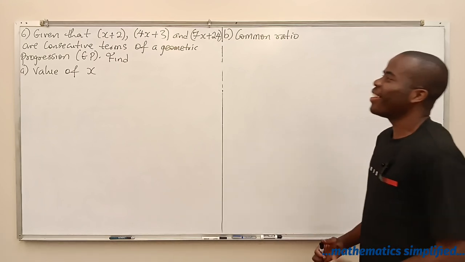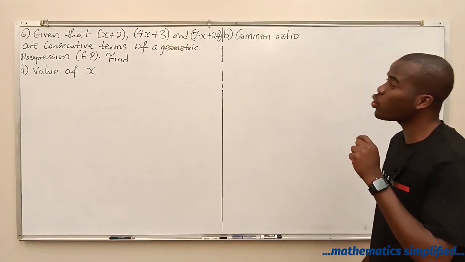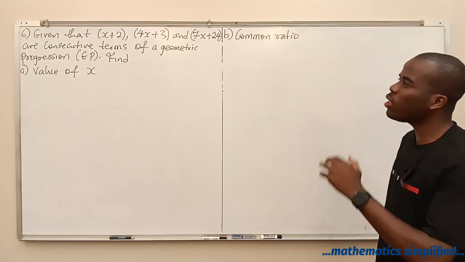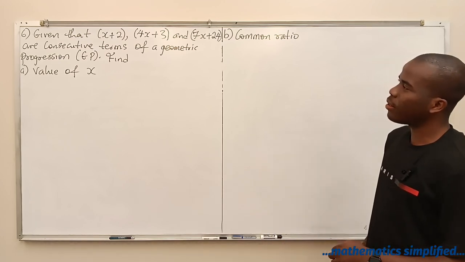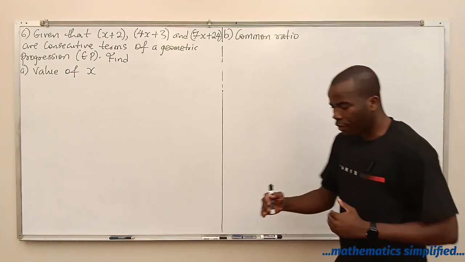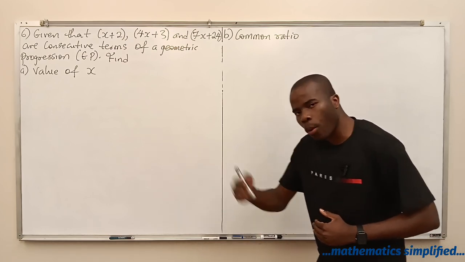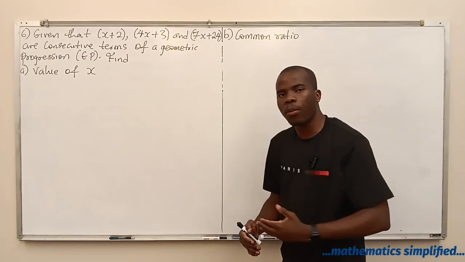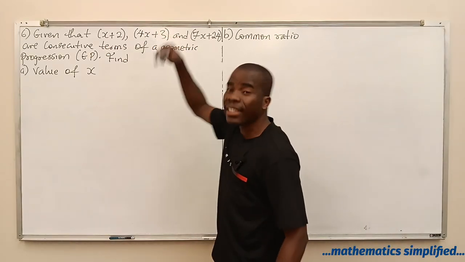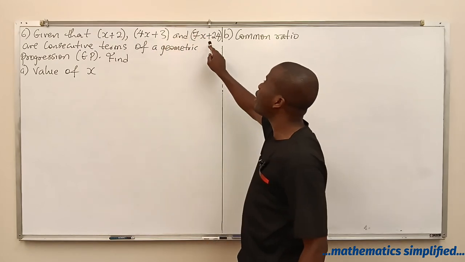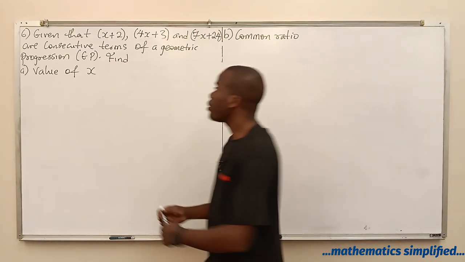Question C says, given that x plus 2, 4x plus 3, and 7x plus 24 are consecutive terms of a geometric progression, find the value of x. You know that if we have a geometric progression, they differ from one another by a common ratio. And how do we find the common ratio? The common ratio can be gotten by either the second term divided by the first term or the third term divided by the second term. This is how we use to find what x is.